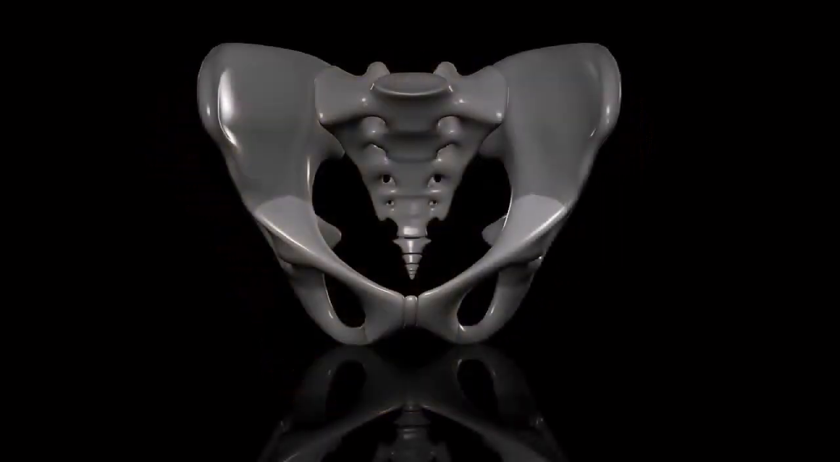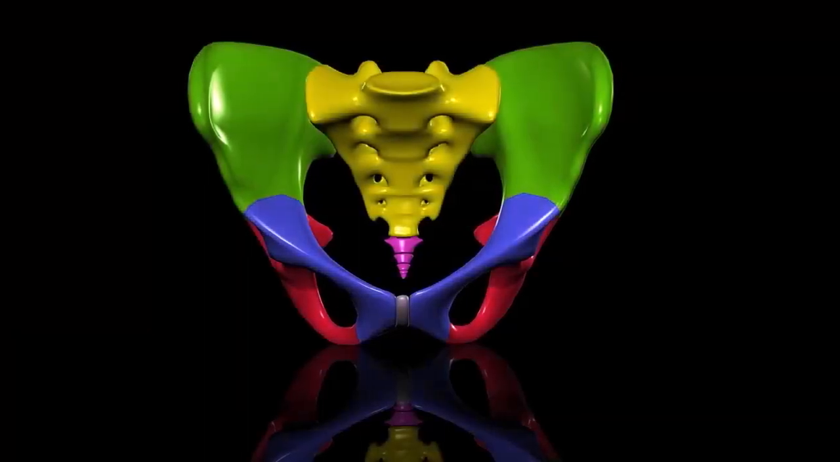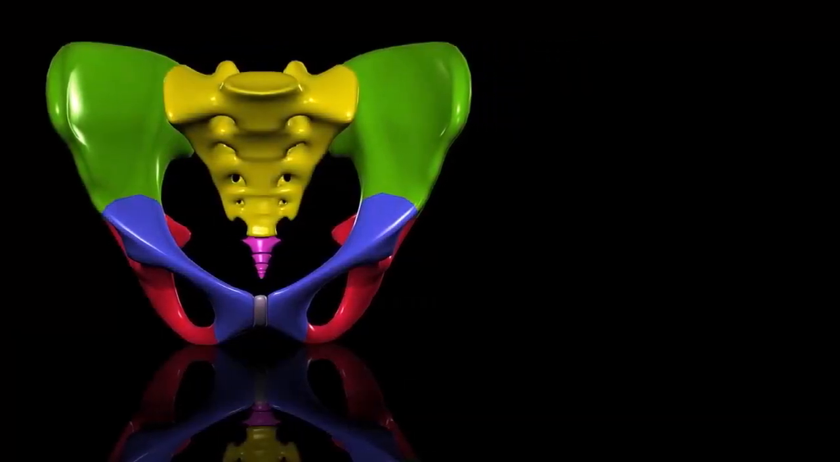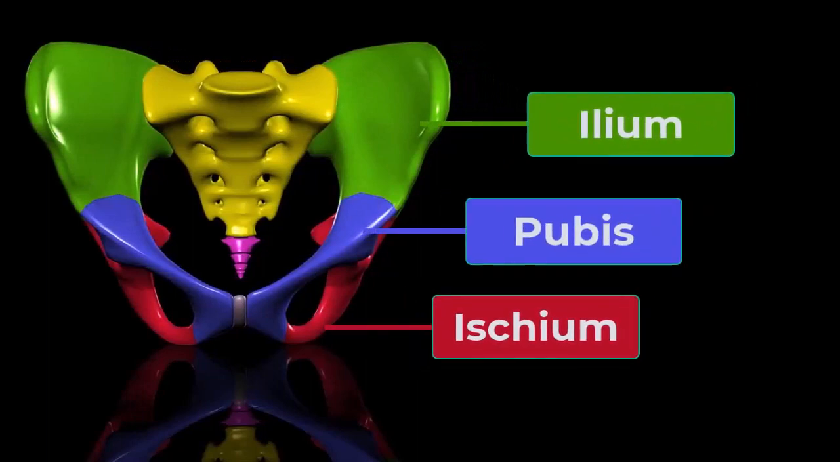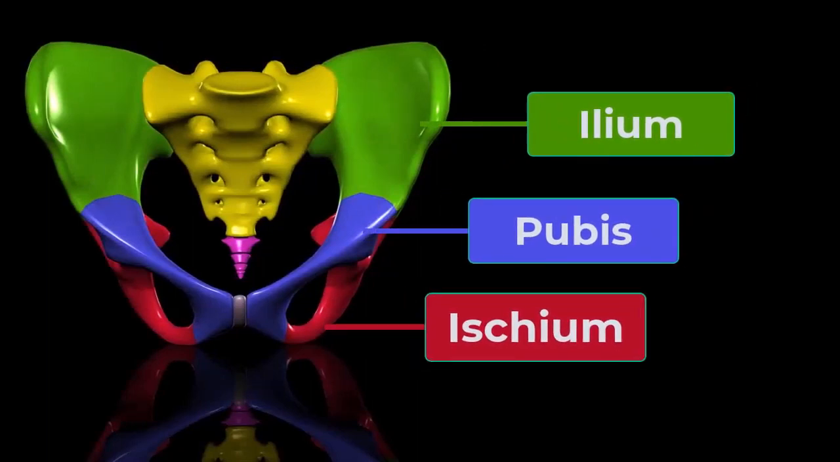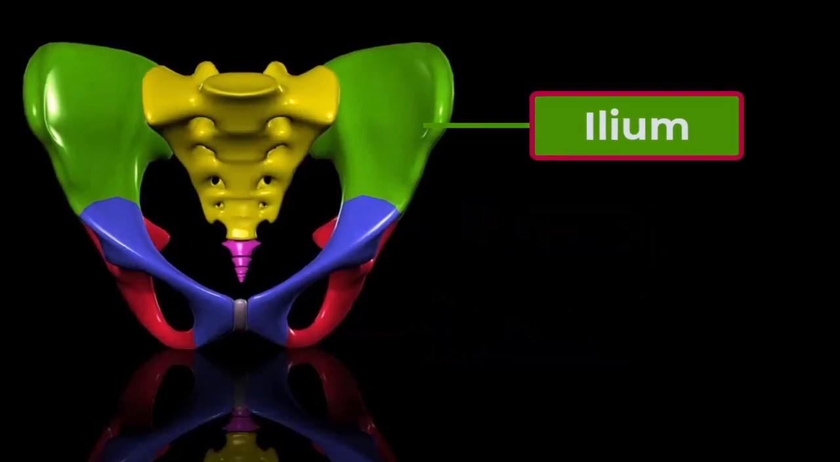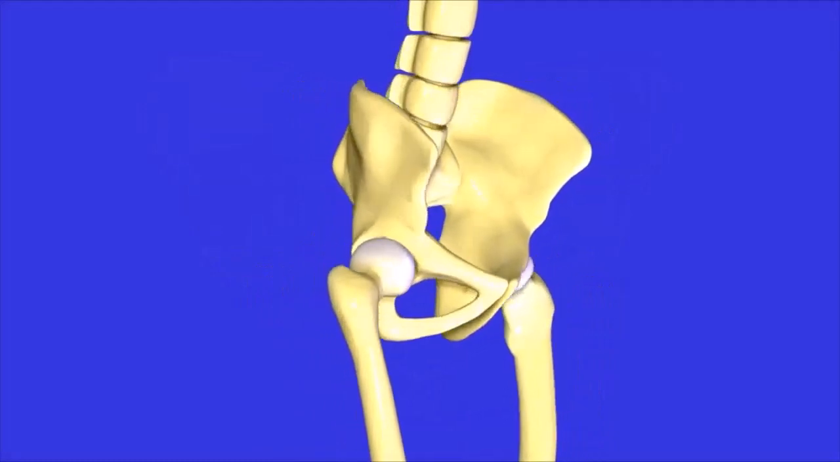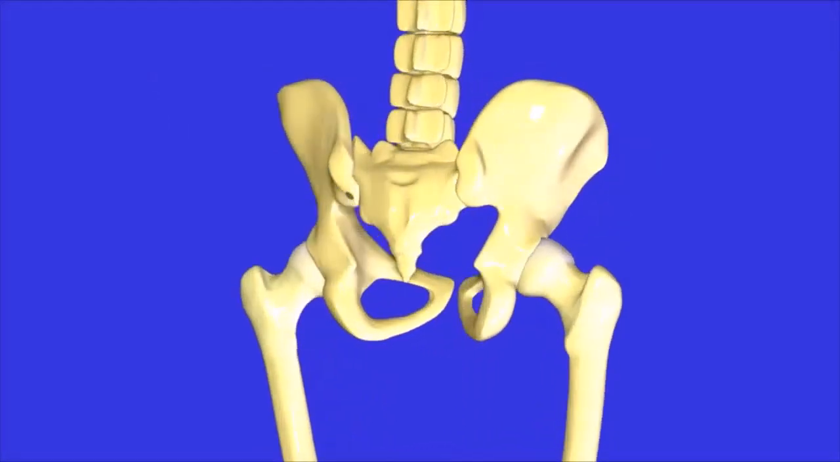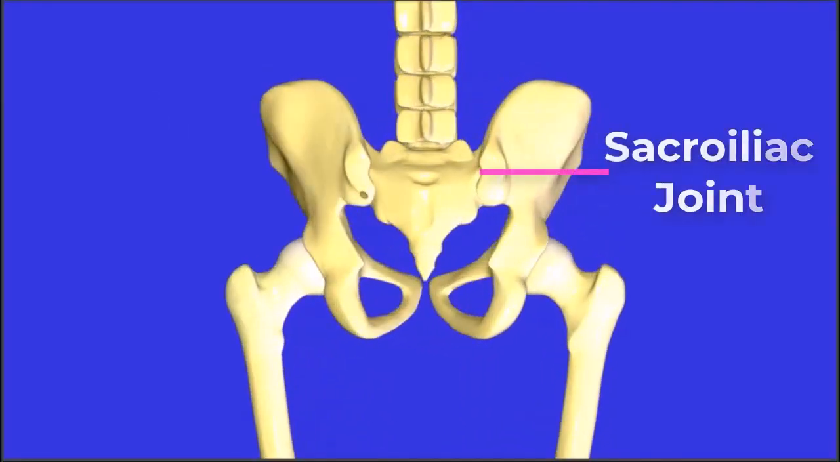Each adult hip bone is formed by 3 separate bones that fuse together during the late teenage years. These bony components are the ilium, the ischium, and the pubis. The ilium is a fan-like superior region that forms the largest part of the hip bone. It is firmly united to the sacrum at the largely immobile sacroiliac joint.